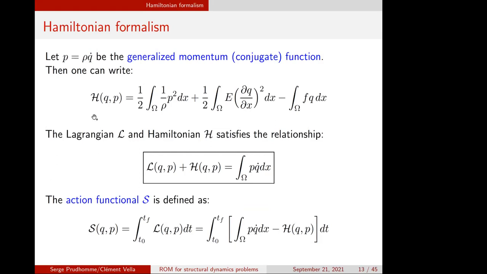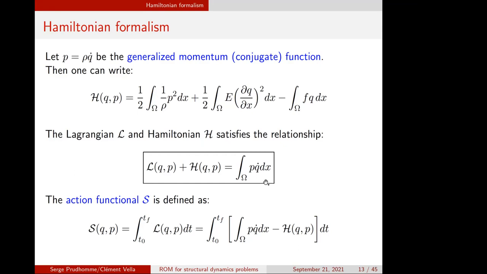Now, in the Hamiltonian formalism, what we do is introduce a new variable P, which is simply rho Q dot. We call it the generalized momentum, the conjugate function of Q. And we can rewrite the Hamiltonian in terms of Q and P. In this case, it's going to be given as such. We have a relation between the Lagrangian L and the Hamiltonian H. It satisfies simply this equation.